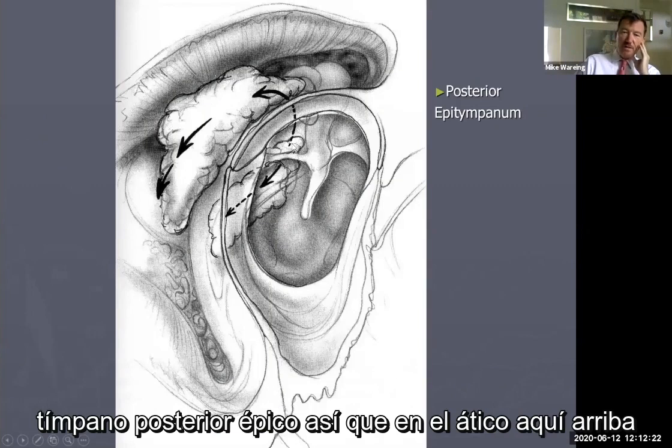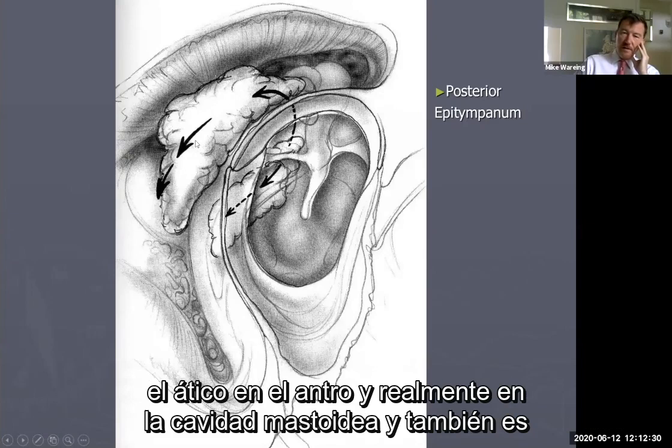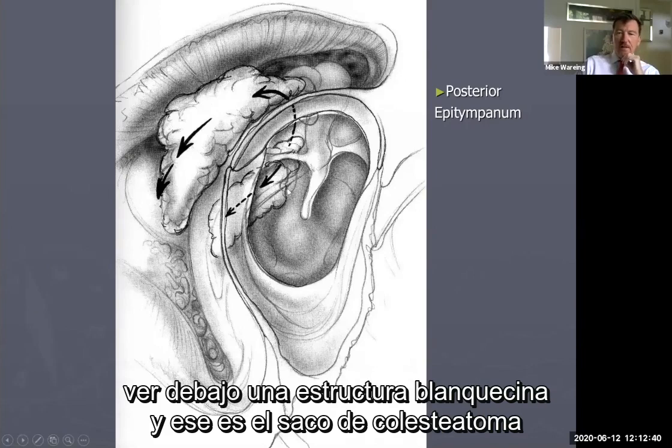And this is the posterior epitympanum. So in the attic up here, the cholesteatoma has started, and it's gone backwards here through the attic into the antrum, and really into the mastoid cavity. And then it's also gone down and underneath. So sometimes when you look at a drum, you can see under here a whitish structure, and that is the sac of cholesteatoma.